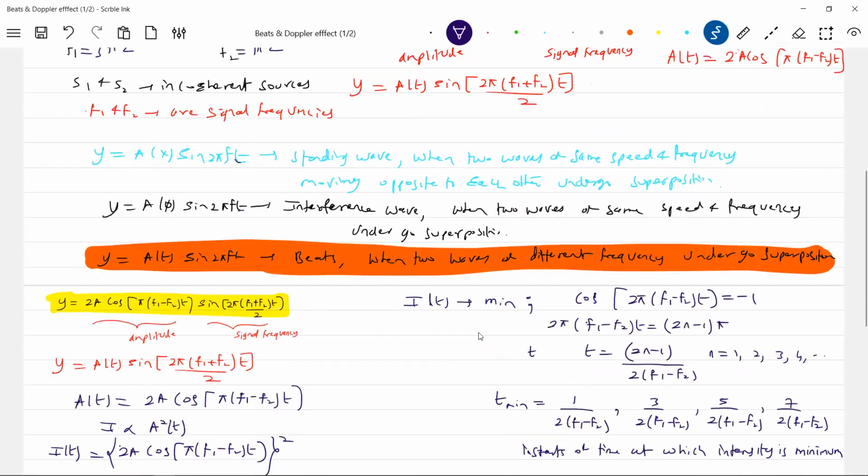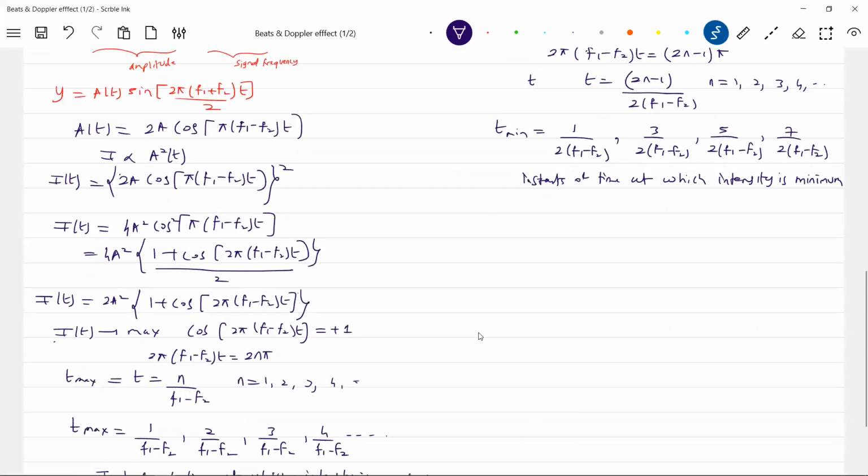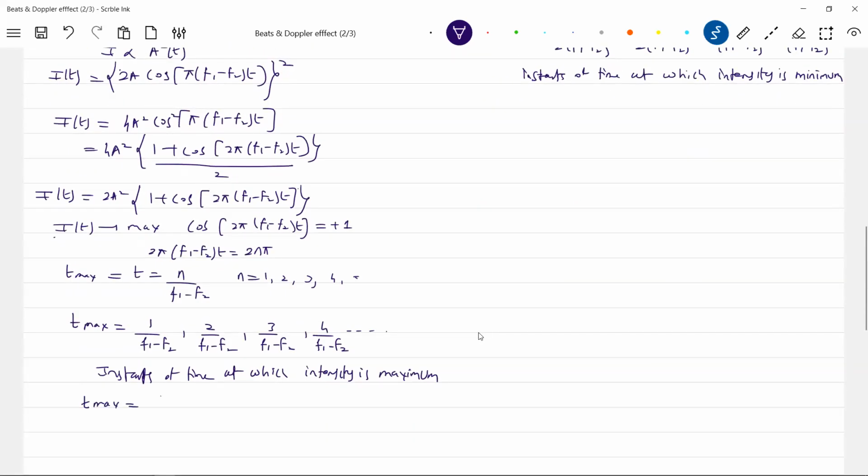Shall we get that instants of time? So that we'll understand. So 3 minus 1, how much it will be? 2. So this will become 0.5 second first. Then 3 minus 1, 2, 1 second. Next, what you get? 1.5. These are the instants of time. It will be, the intensity will be maxima.